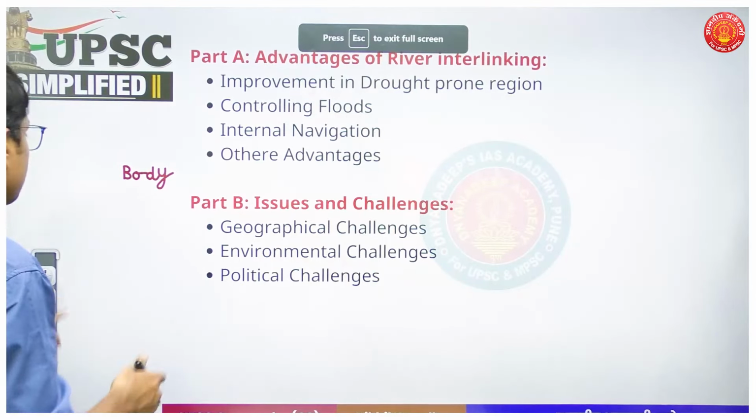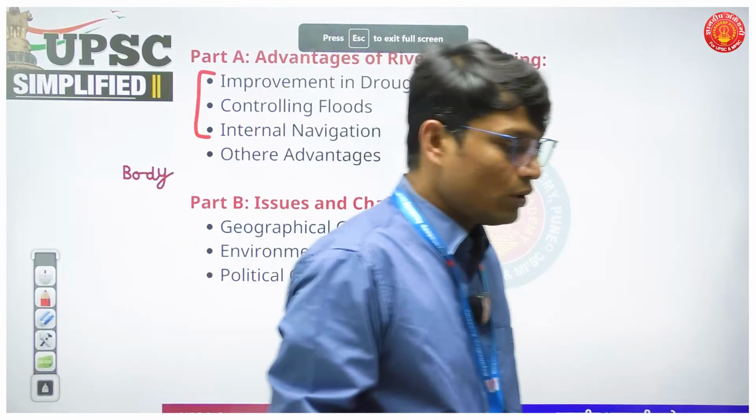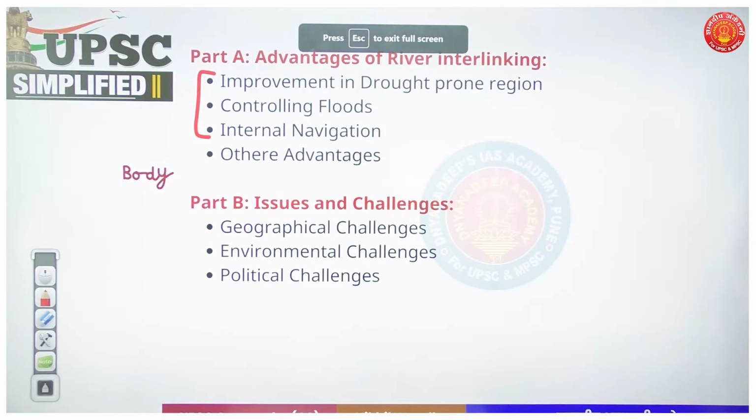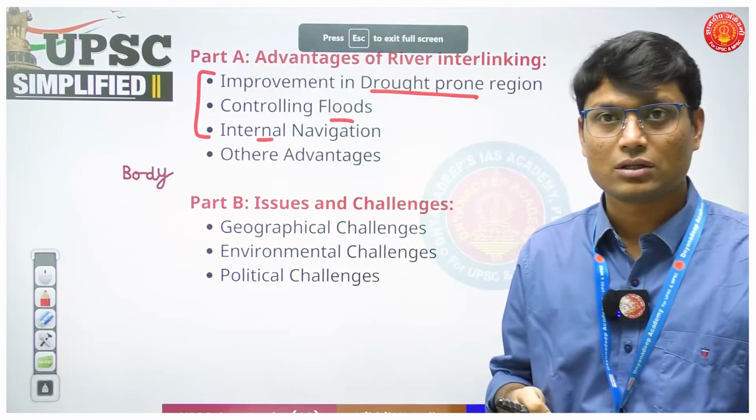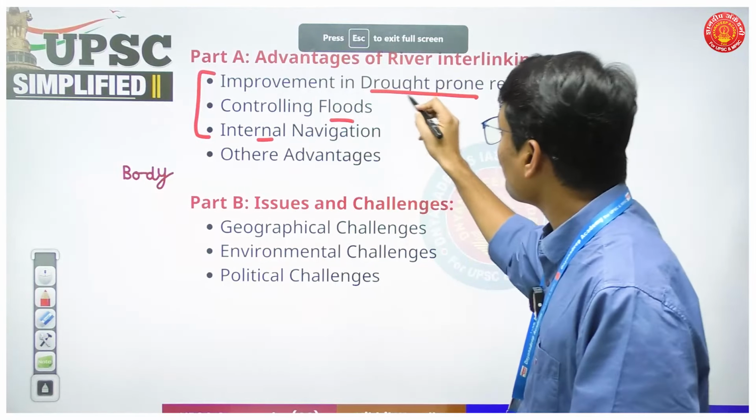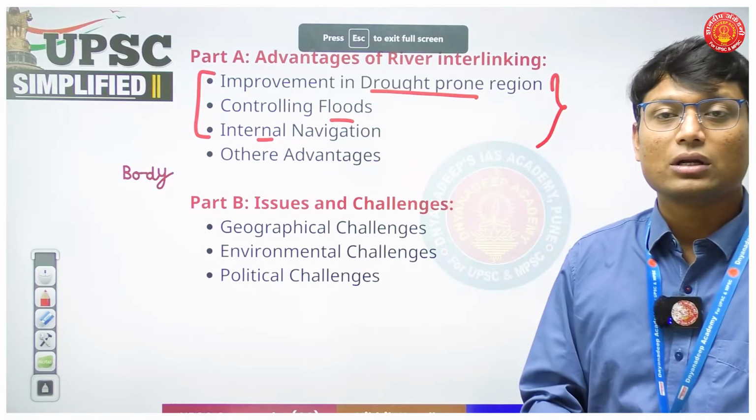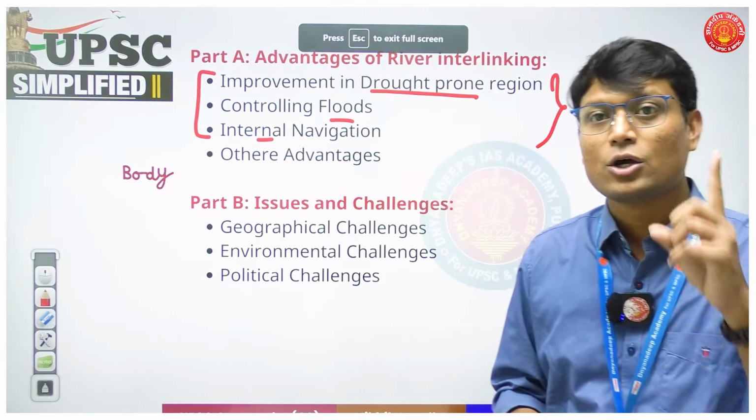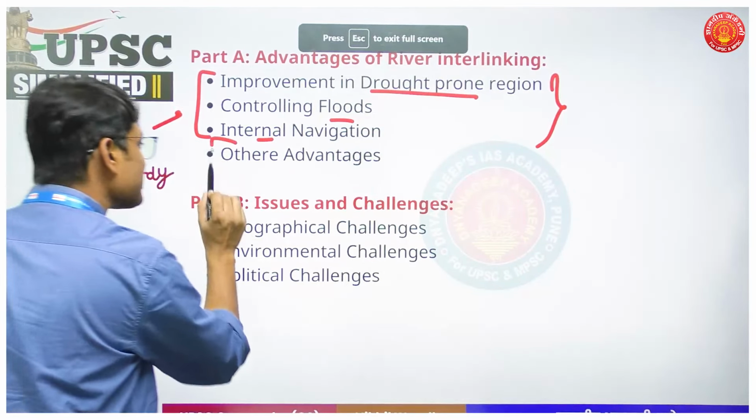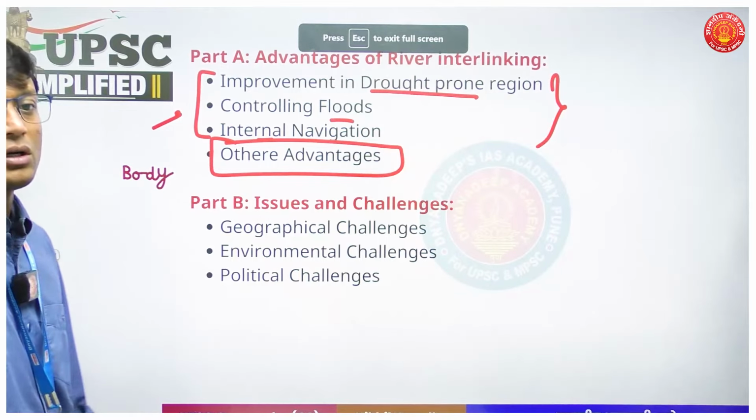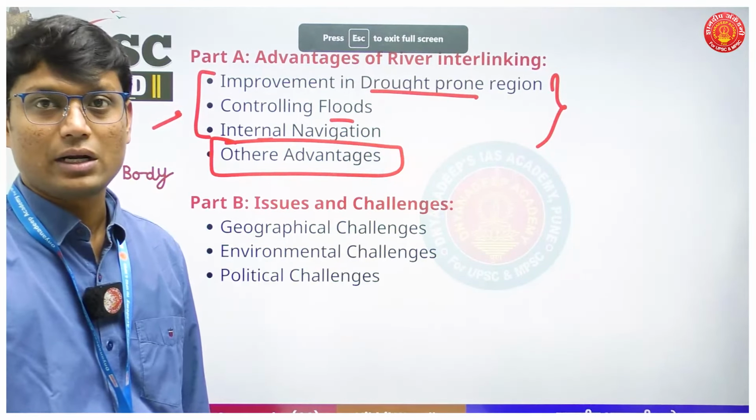Now in advantages, look at the three terms we have: how river interlinking is going to solve these three problems: drought, flood, and internal navigation. That is something you have to explain anyway, as it is directly mentioned in the question. But your answer should not limit itself to what has been mentioned in the question. If you can extend to other things, please mention other advantages as well.